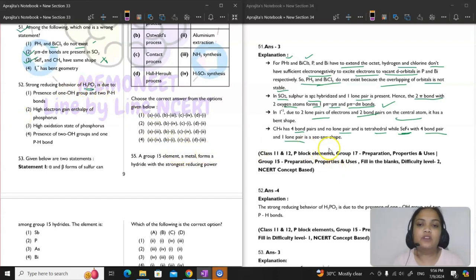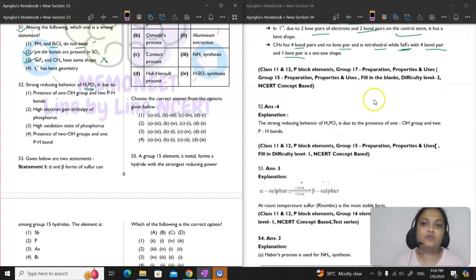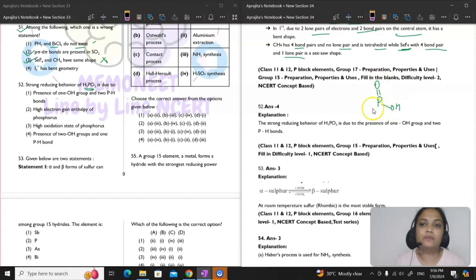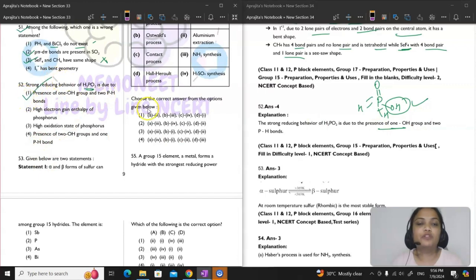Now question number 52, strong reducing behavior of H3PO2 is due to. If we talk about the H3PO2 structure, it is like this. There is one double bonded oxygen, then OH and H. The strong reducing behavior is because of the presence of one OH group and two phosphorus-hydrogen bonds. Because of the two P-H bonds and the presence of one OH group, it shows a strong reducing behavior. So the answer is option number 1.